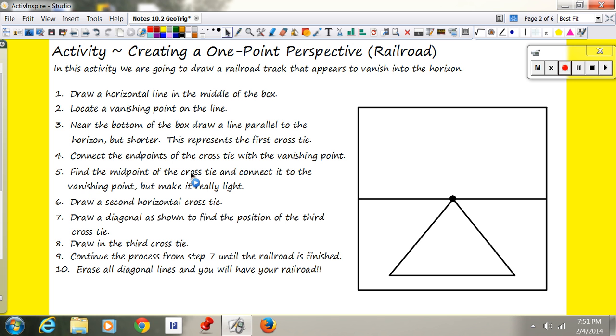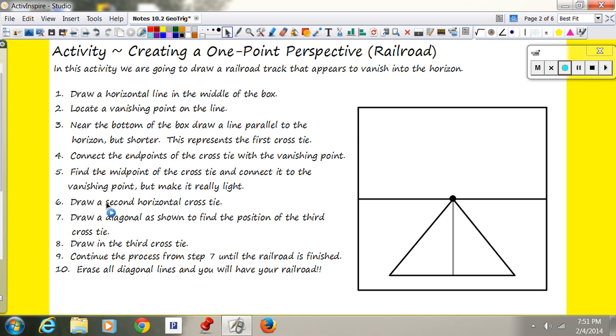Find the midpoint of the cross tie and connect it to the vanishing point, but make it really light because you're going to erase it later. So you're going to make a light line like this that you will erase at the end. Now I'm not going to be able to erase it on the computer, but after yours is done you can erase it.